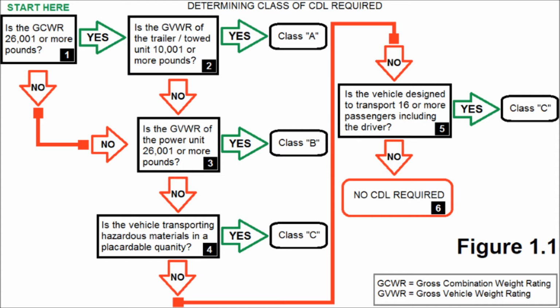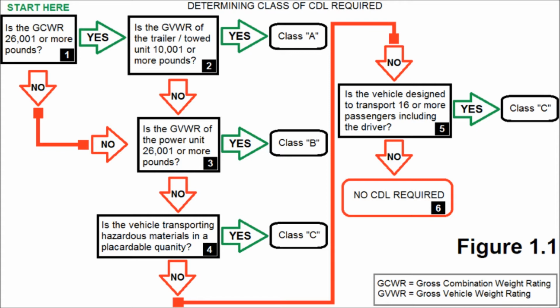Going back to box number 1, if the answer is no, or going back to box number 2, if the answer is no, proceed to box number 3, which has the question, is the gross vehicle weight rating of the power unit 26,001 or more pounds? If the answer is yes, then you need a Class B. If the answer is no, proceed to box number 4.